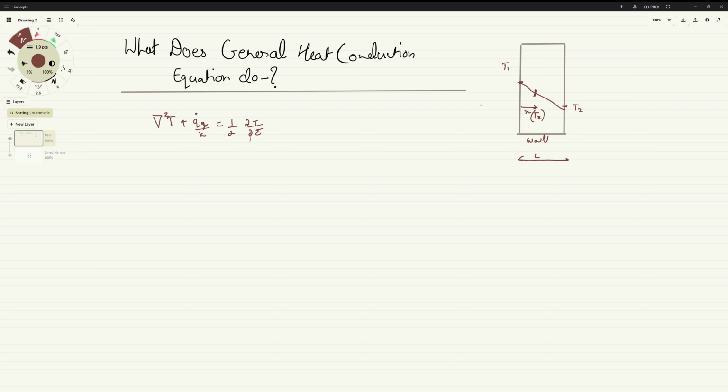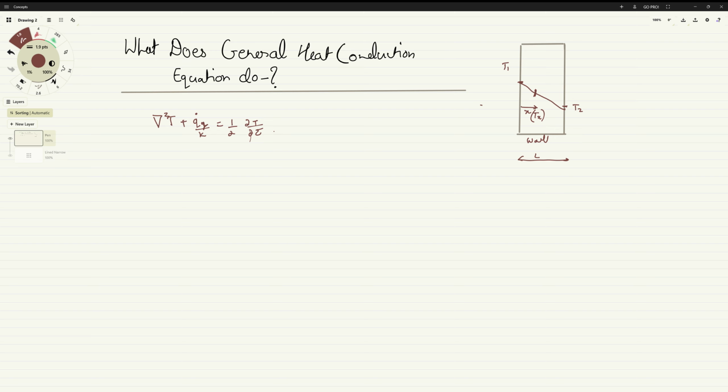But the thing is, this general heat conduction equation looks really huge, and when you look at a huge equation, you get the feeling that we can't really solve it. Well, my friend, that's true. The equation is really huge, and I'm not some sort of genius who can just look at the equation and solve it. So what we usually do is use assumptions.